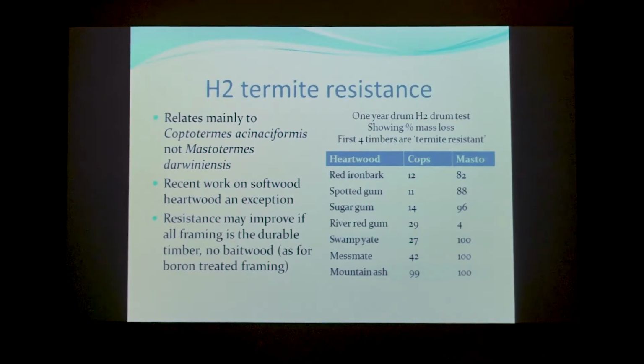But I think what's happening there as well is that if all of the timber in that drum had been the one kind of naturally resistant timber, then the termites might not have attacked it. So if all of your house frame was red ironbark, I think it would probably be resistant, whereas if you put untreated wood or bait wood virtually alongside it, well then that termite species can attack the timber.